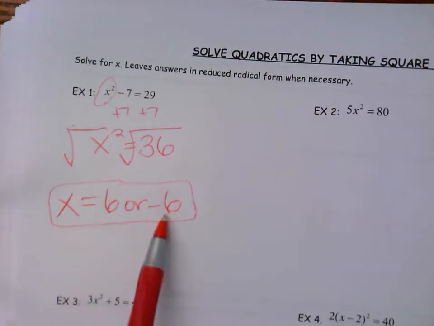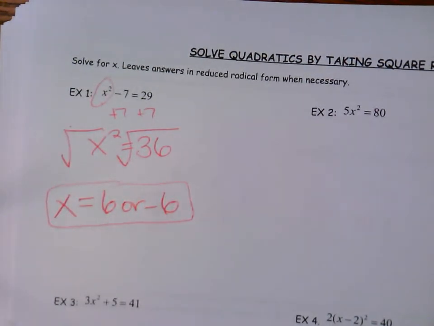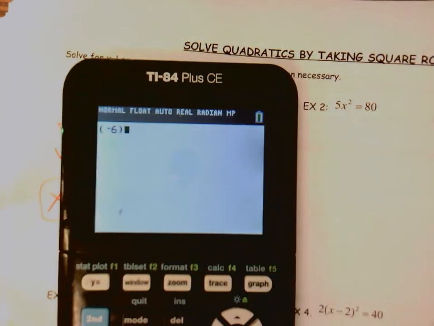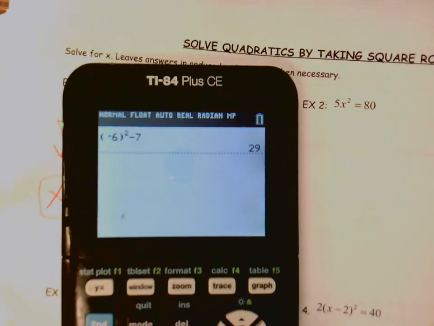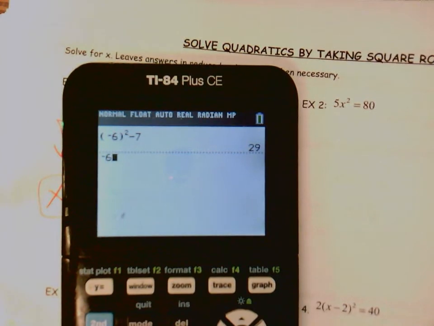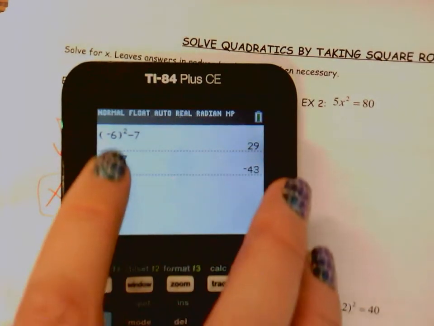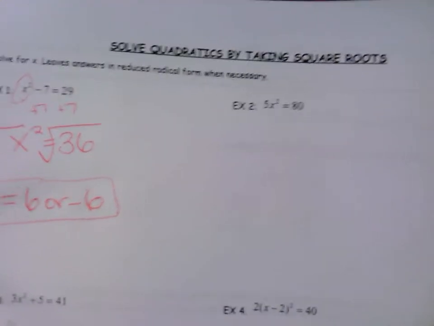So we're not just looking for the principal root, we're looking for anything that makes this a true statement. -6 would also work. And if you wanted to check the answer on your calculator, make sure when you plug in -6, you put -6 in parentheses and square it, and then -7. See how that gives you 29? If you just do -6 squared, it's not going to give you the right answer because the -6 needs to be inside the square.